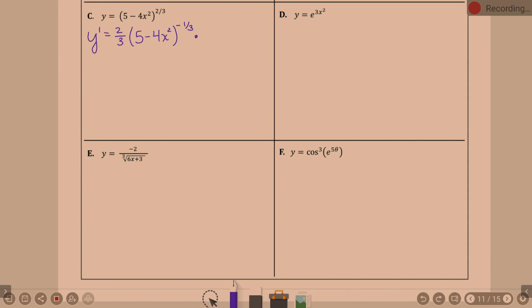Okay. Derivative of the outside, which was the 2/3 power, times derivative of the inside, which is -8x. Trying to debate how I would clean this up. Just leave it like that? No. First of all, can we put the 2/3 and -8x together? Yeah, that's going to be -16x over 3, times 5 minus 4x squared raised to the -1/3.